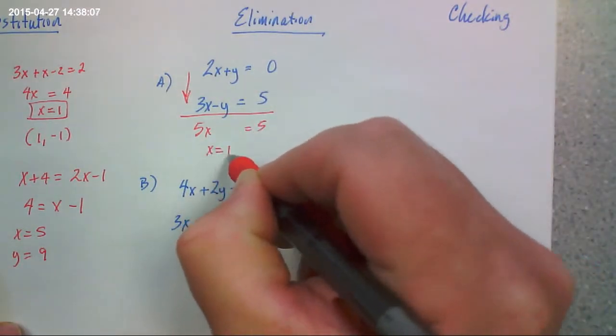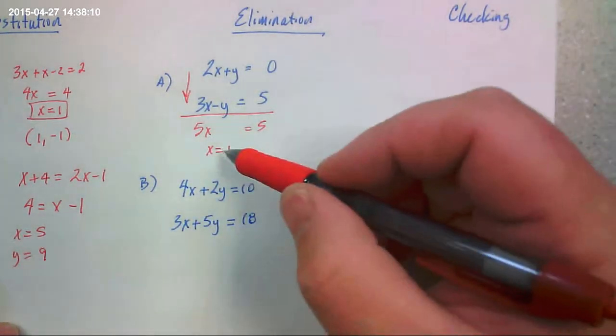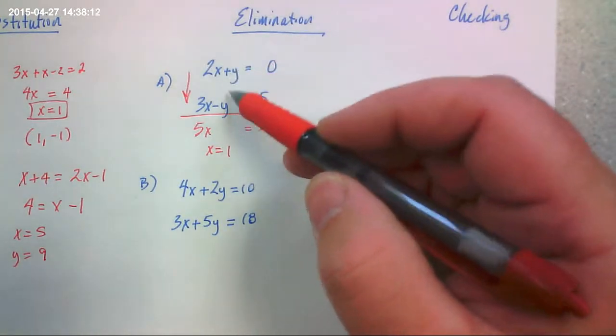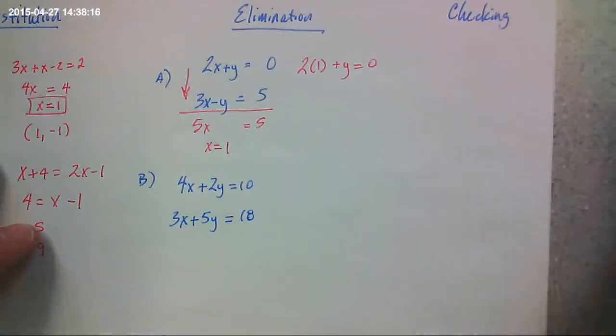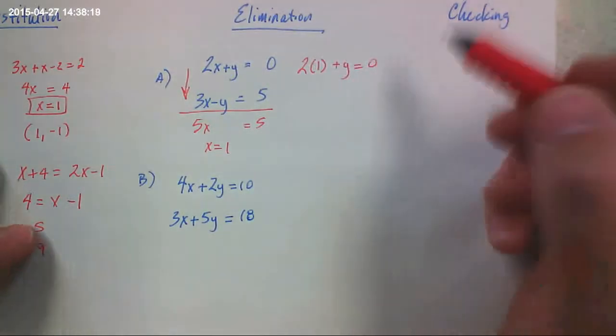So x is 1. And then you can take that number for x and just plug it into either equation. So 2 times 1 plus y equals 0. So y has to be negative 2 because 2 minus 2 is 0.